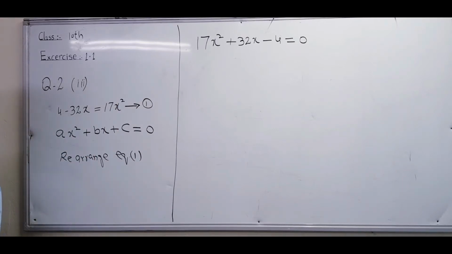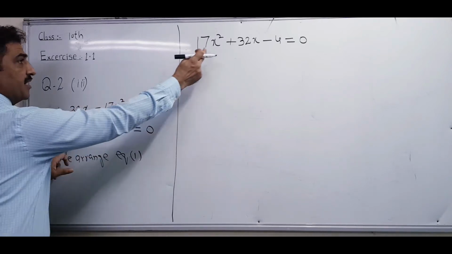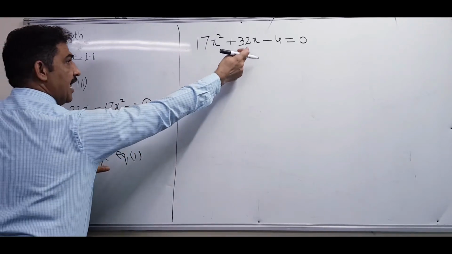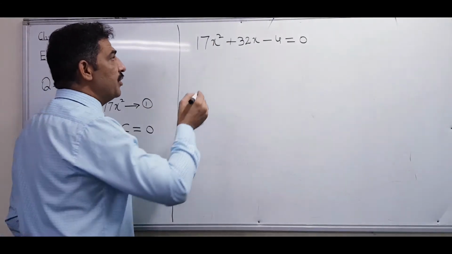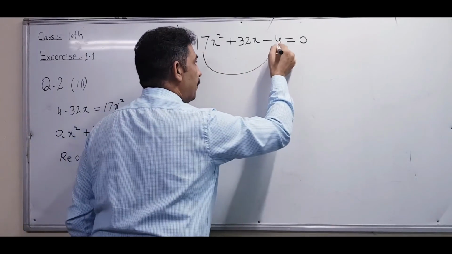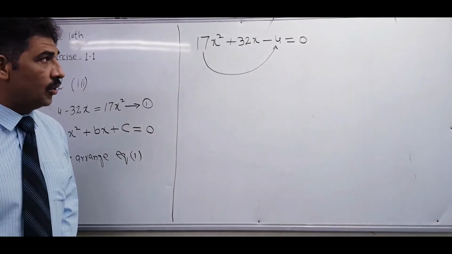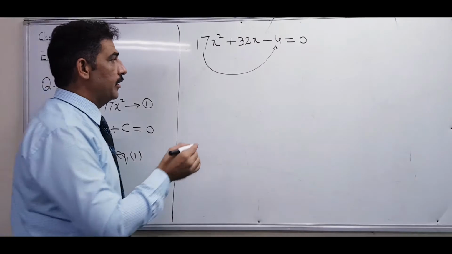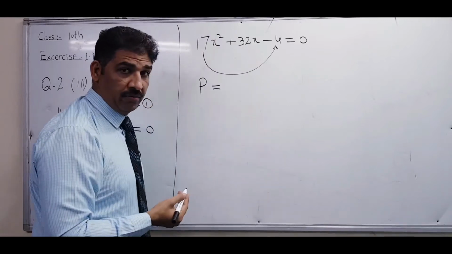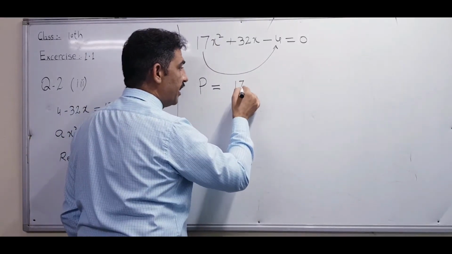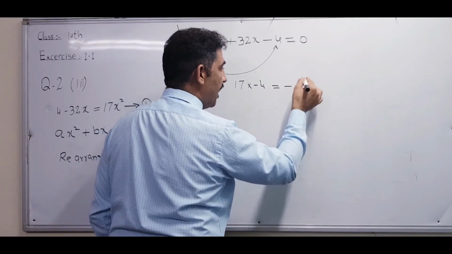After that, what is the next step? Is it in standard form? You will check that. The first term is x square, the second term has x, and the third term is the constant term. Then we have to multiply the coefficient of x square by the constant term, and it is called the product. So what will come? 17 into minus 4. What will we get as the result? That is minus 68.